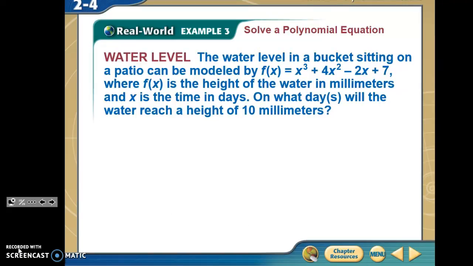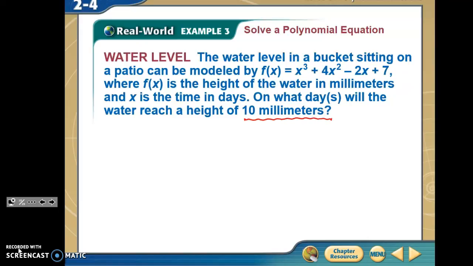The water level in a bucket sitting on a patio can be modeled by the function f of x equals x cubed plus 4x squared minus 2x plus 7, where f of x is the height of the water in millimeters and x is the time in days. On what days will the water reach a height of 10 millimeters? The first thing we need to figure out is, how do we set up this equation? We make 10 equal x to the third plus 4x squared minus 2x plus 7.